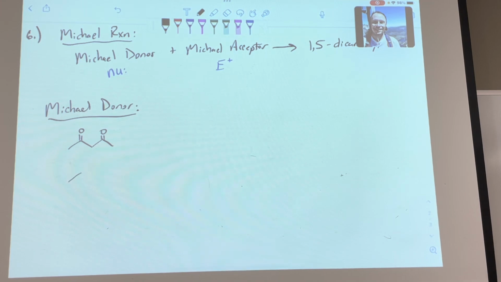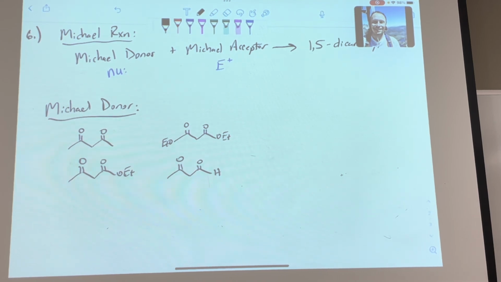You know, and you can have all sorts of permutations here. Acetoacetic ester would be a Michael donor. Malonic ester would be a Michael donor. Throw in an aldehyde. But it's basically just going to be all these different dicarbonyl compounds. And just for the record, it doesn't specifically have to be a dicarbonyl. It just requires two activating groups. So you could see something like this.